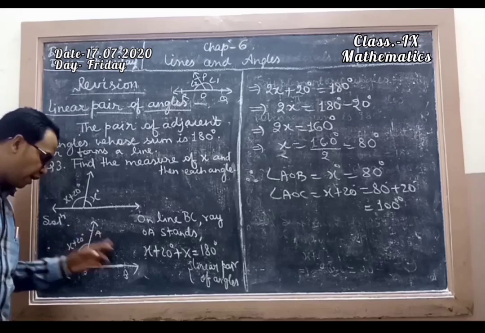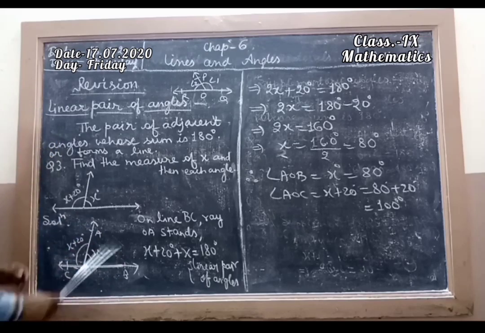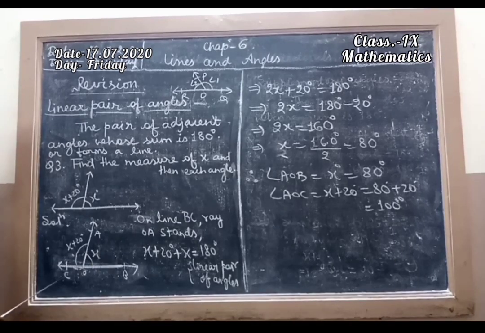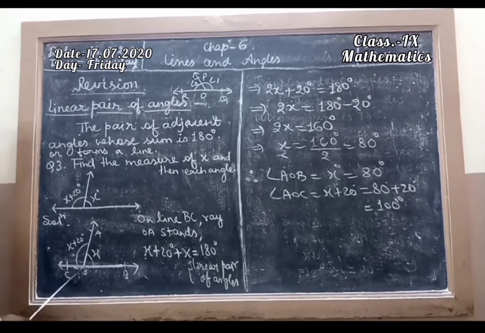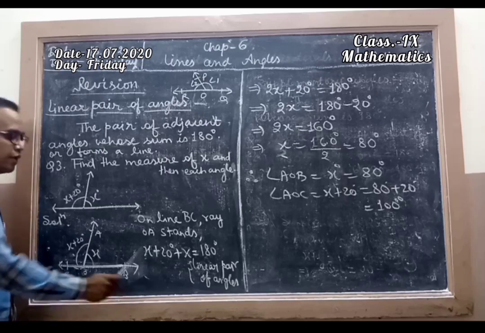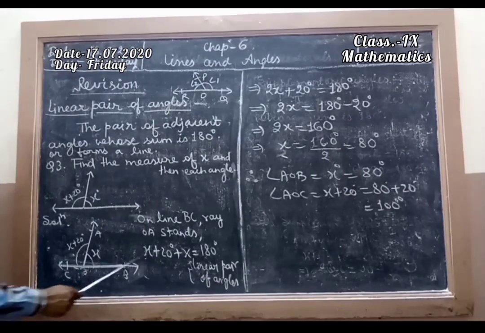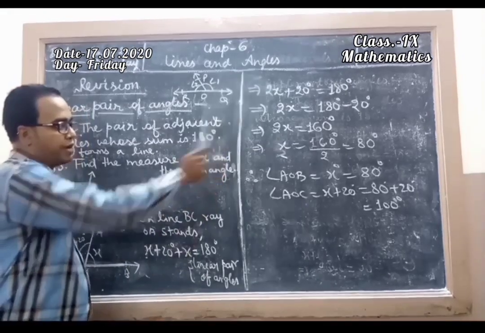It is required to name the figure because when we solve, then we write on line BC, ray OA stands. I repeat again: on line BC, ray OA stands. So x plus 20 plus x equals 180 degrees. Linear pair of angles. x plus x, 2x plus 20 equals 180 degrees.